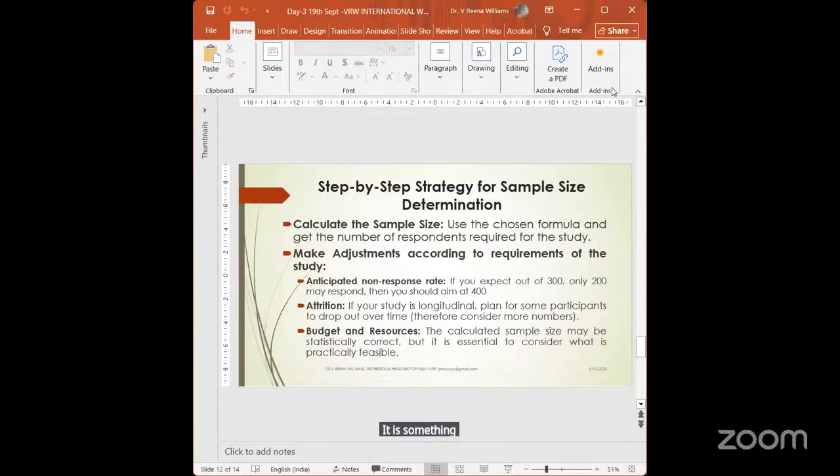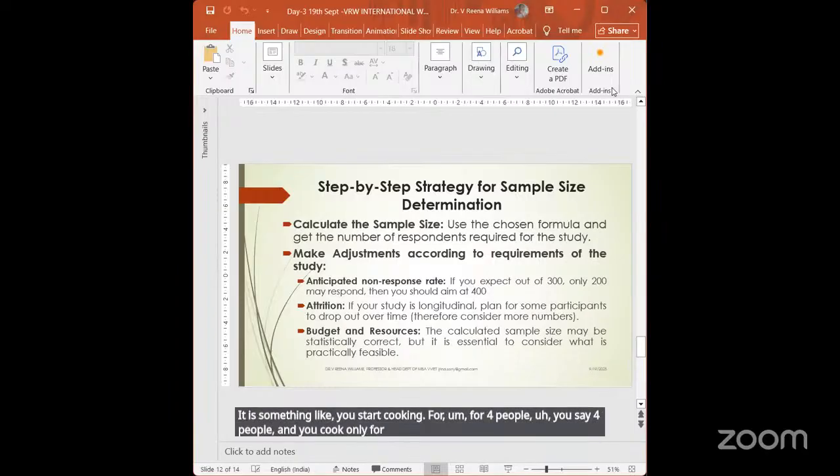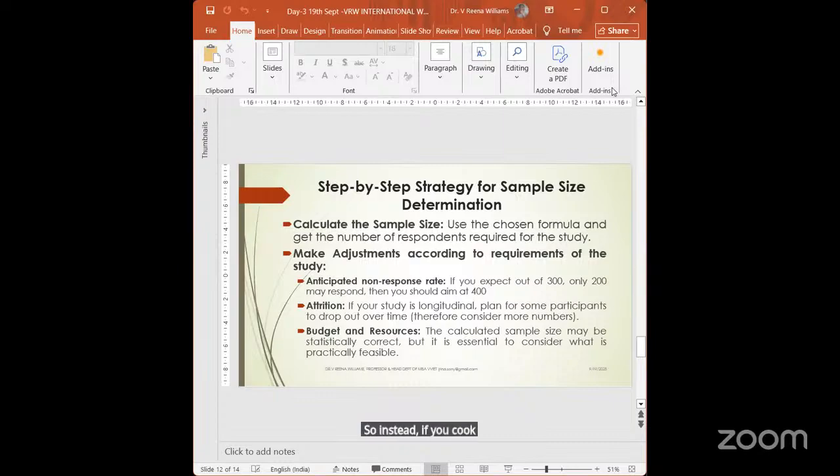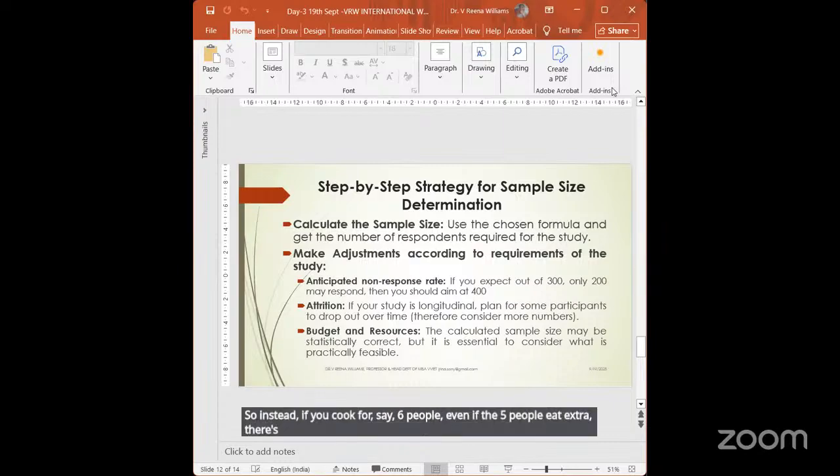It is something like when you start cooking for 4 people, and you cook only for 2, and then again you will have to start cooking for another 3 more people, right? Instead, if you cook for say 6 people, even if 5 people eat extra, there's not going to be a problem, correct? Yes, ma'am. Correct.